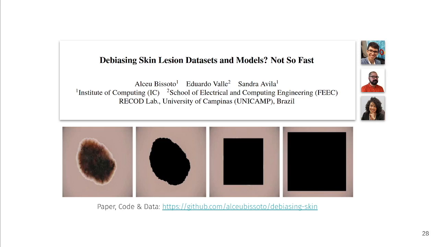Those results motivated our next work, the biased skin lesion datasets and models, "Not So Fast". Here, we attempt to find out what are the spurious correlations explored by biased networks, and we attempt to apply techniques to debias the models, removing such spurious correlations from them.